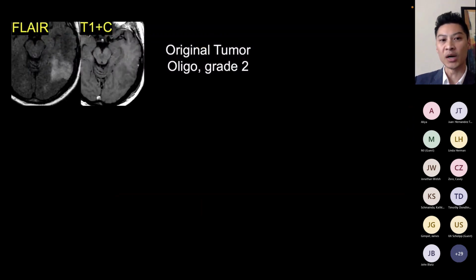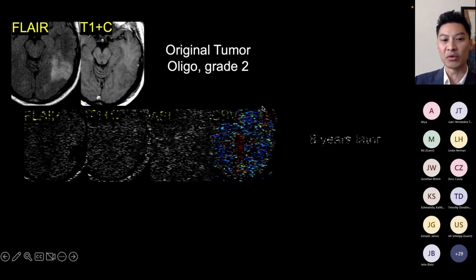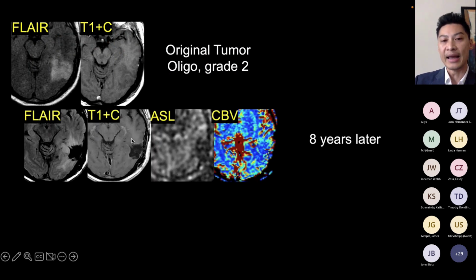So the original tumor in this right temporal lobe was resected or biopsied, and this turned out to be an oligodendroglioma grade 2. Eight years later, the patient represented, and we can see that there's increasing T2 signal around the resection cavity. There's no enhancement and there's no perfusion. So while there was increasing T2 signal, we opted to follow the patient over time.